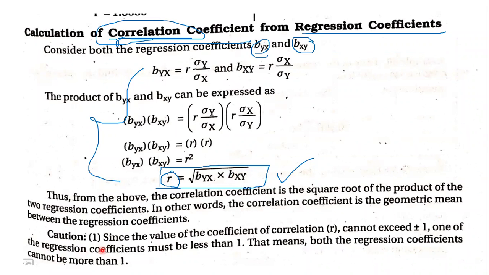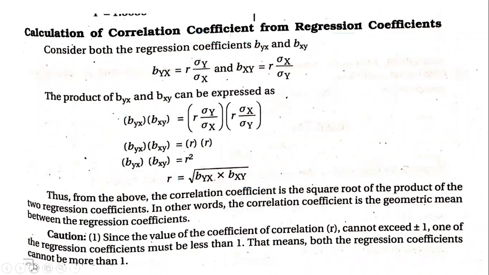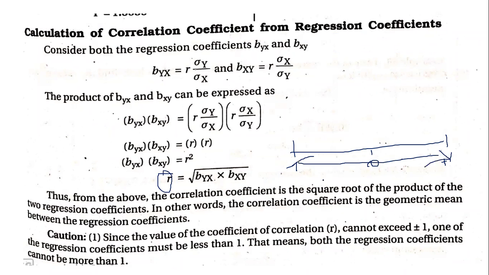Now, there is a word of caution, a warning given to us, which we have to keep in mind. Let us see that. The values of the coefficient of correlation cannot exceed plus or minus 1. If you remember in correlation, we were doing this timeline where the value should be between plus 1 and minus 1, with a 0 in between. Which means the R value should be between plus 1 and minus 1.